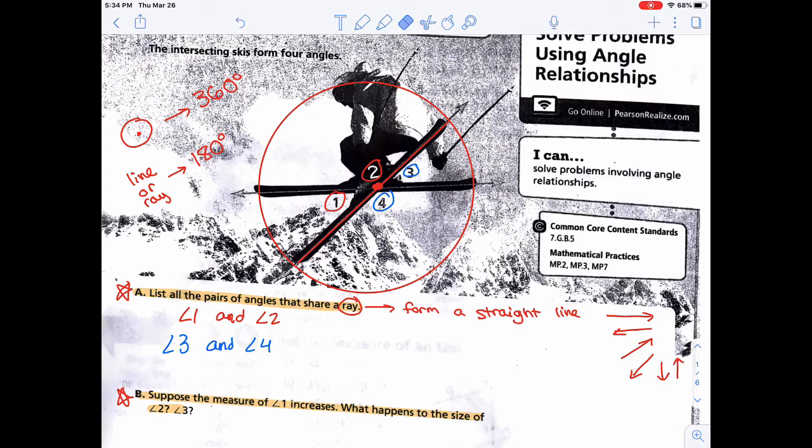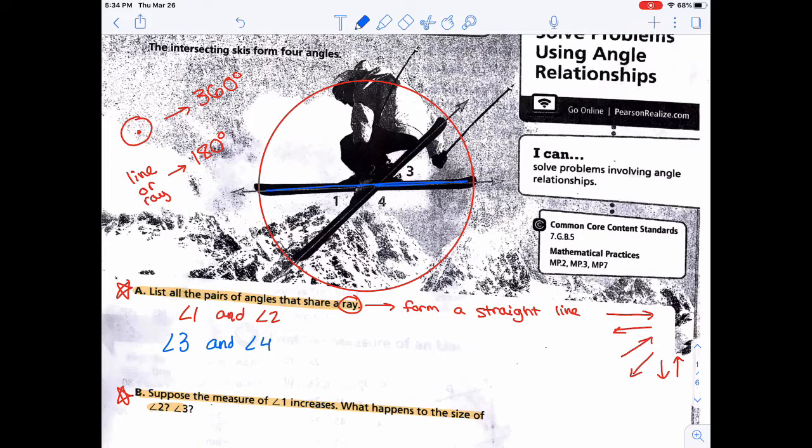So let's look at our other ray here. I'll draw it in blue this time. Looking below, we have angle 1 and 4. So I'll keep that down here. Angle 1 and angle 4, those are sharing a ray. And then above here, we have angle 2 and angle 3. So we do have 4 different pairs of angles that share a ray.